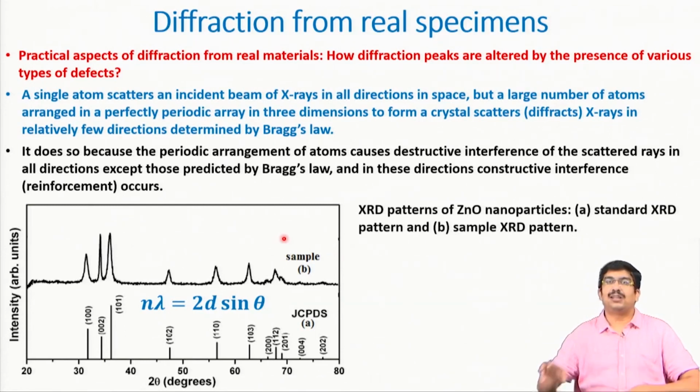So now we have to see what the different types of defects in the real specimen could be, which make it a real specimen and take it away from the idealized condition. That will help us understand, again as I said, why we are getting this kind of X-ray diffraction profile.